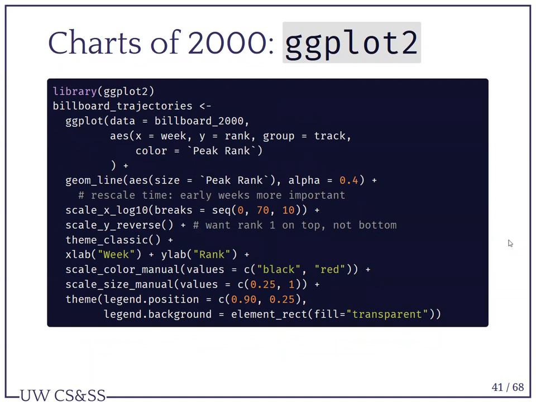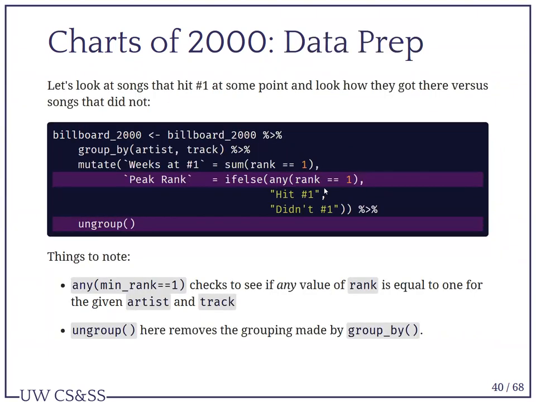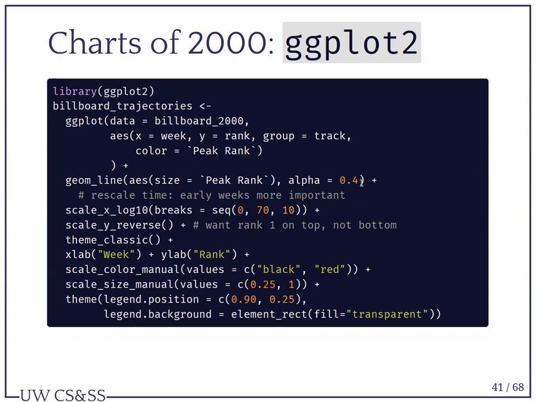And now we'll make this really thorough ggplot. That's going to be called Billboard Trajectories, and it's a ggplot that uses our Billboard 2000 data with weeks on the x-axis, ranks on the y-axis. It's grouped by a particular track, and it's colored by the peak rank. Recall peak rank was just whether or not it hit #1 or did not. And it's a line plot, and the size of the line, so like the thickness of the line, is going to be equal to the peak rank. We're going to make them a little bit transparent by setting them all to be 0.4 alpha.